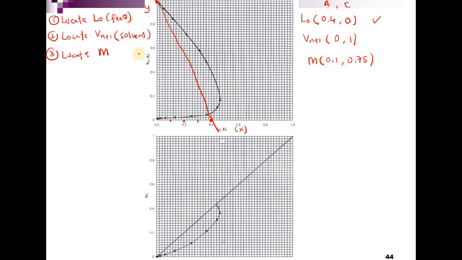So M must lie on the F-S line, the feed and solvent line. So M is 0.1, 0.75 here. So this is M.